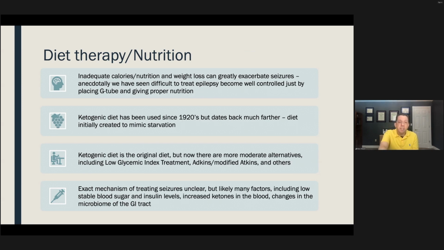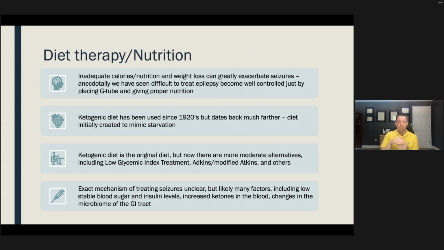The ketogenic diet was the original diet, but since then there's low glycemic, which is what we use a lot, but also there's Atkins or modified Atkins and probably some others. But ketogenic was the original, and then I said we use a lot of low glycemic. And then the question is, how does it work? Why does it work? And we don't really know. But what we do know is that it does a lot of things, and we think they're all involved.